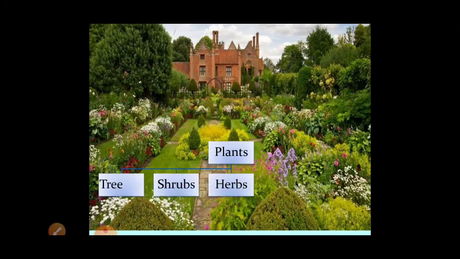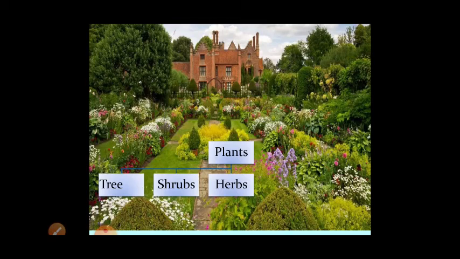Next, plants with very soft stems. These are known as herbs, like grass, leafy vegetables, mint, tulsi. These are all known as herbs. Their stems grow just near the ground. Okay, so many stems will be there for one plant. So these are called herbs.